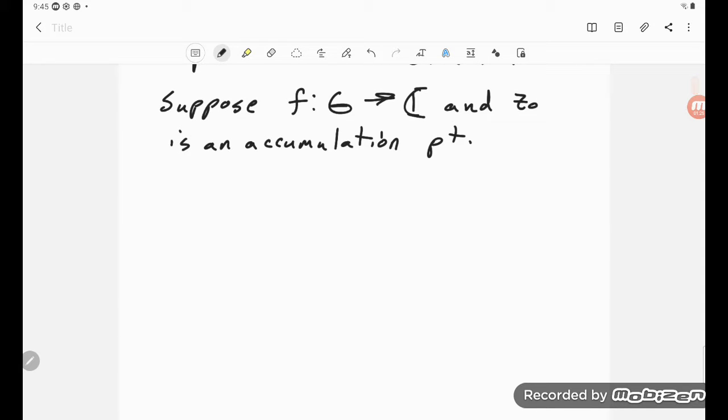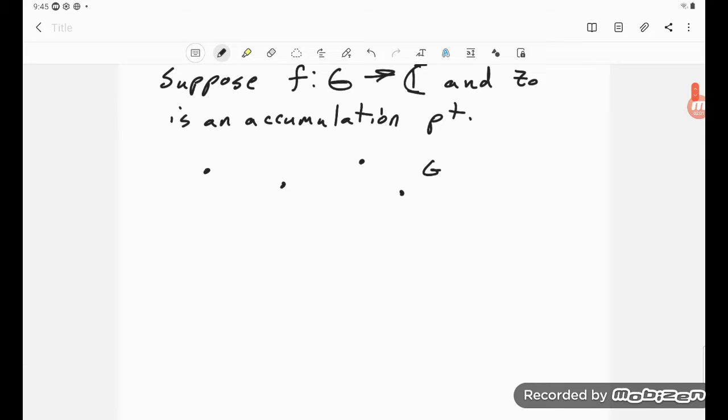You only talk about a limit if, for instance, my set G were not just a bunch of isolated points like that. If this were G, there's no need in talking about a limit because you don't think of a process of z values getting closer to something, and so then wondering if the f values do as well. To get an accumulation point, they wouldn't be isolated like this.